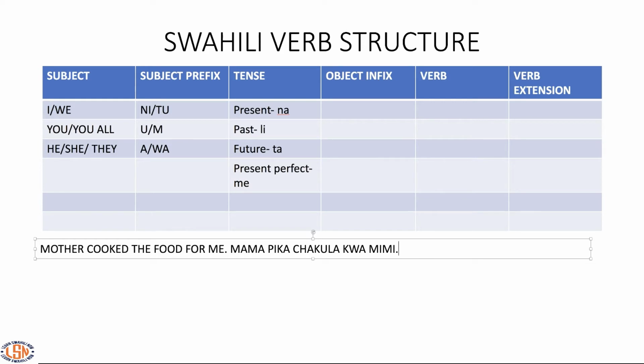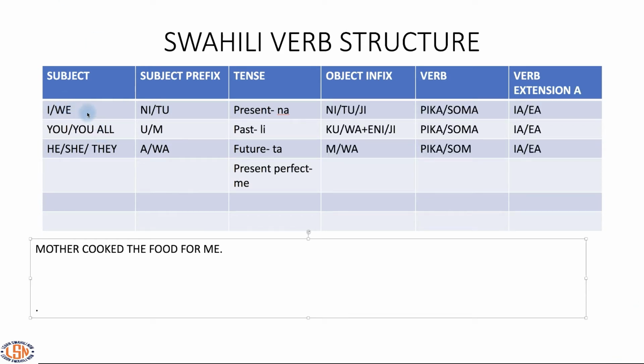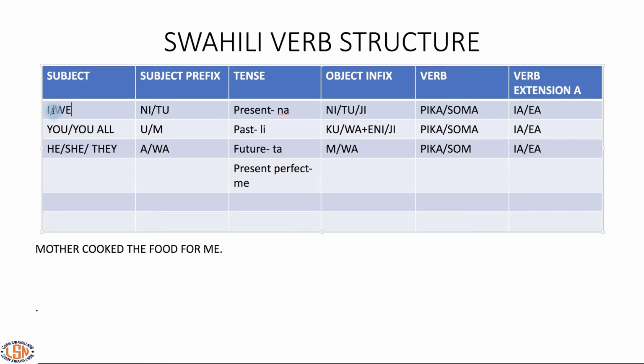Okay, let us see how that looks. All right, let us look at this lovely chart over here. I have the subjects in English, the actors: I in singular, we in plural, you in singular, you all in plural, he or she in singular, they in plural. In Swahili, those prefixes are ni for I, tu for we, u for you in singular, m for you all, a for he or she in singular, and wa for plural.